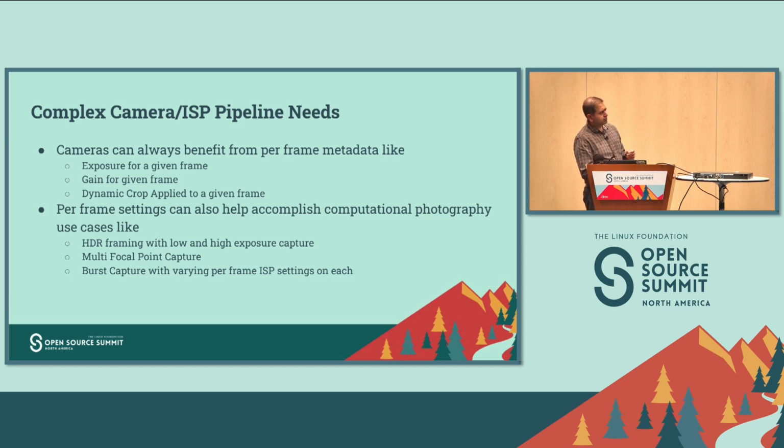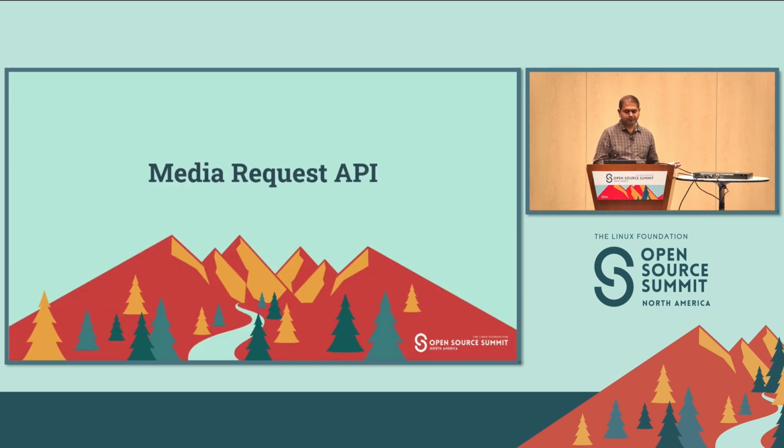The other is burst capture with varying ISP settings on each frame. That's a fictional use case, but something like that could also be done with per frame settings. So largely speaking, these are some of the requirements that drove the need for a media request API.